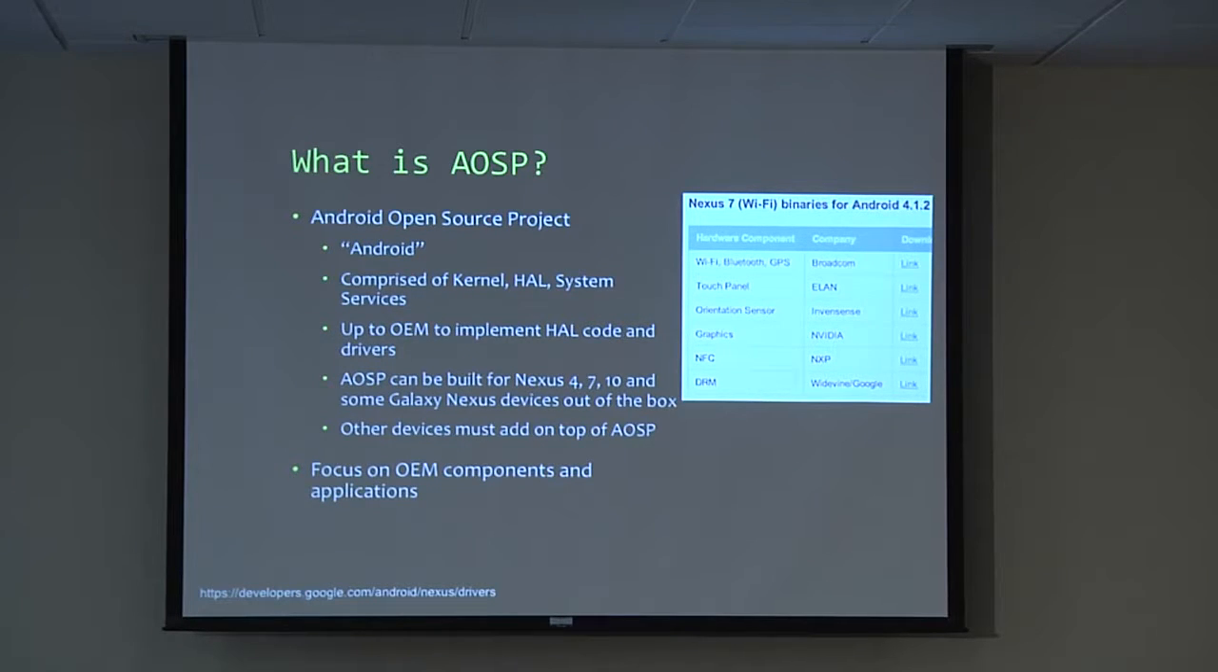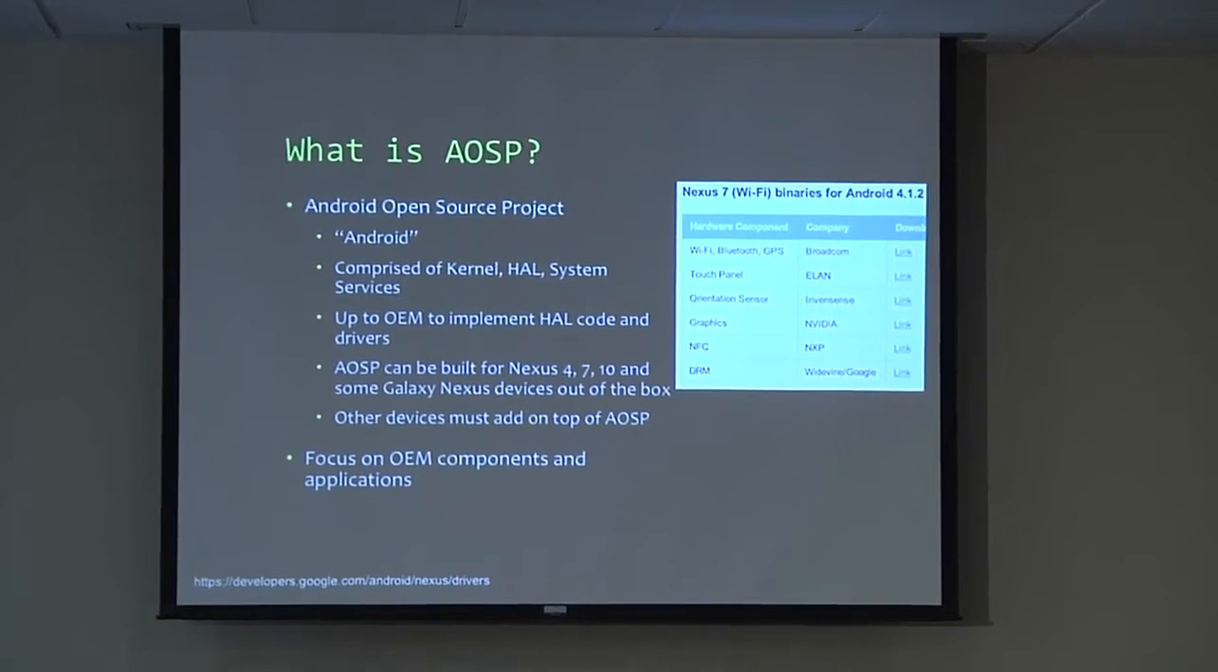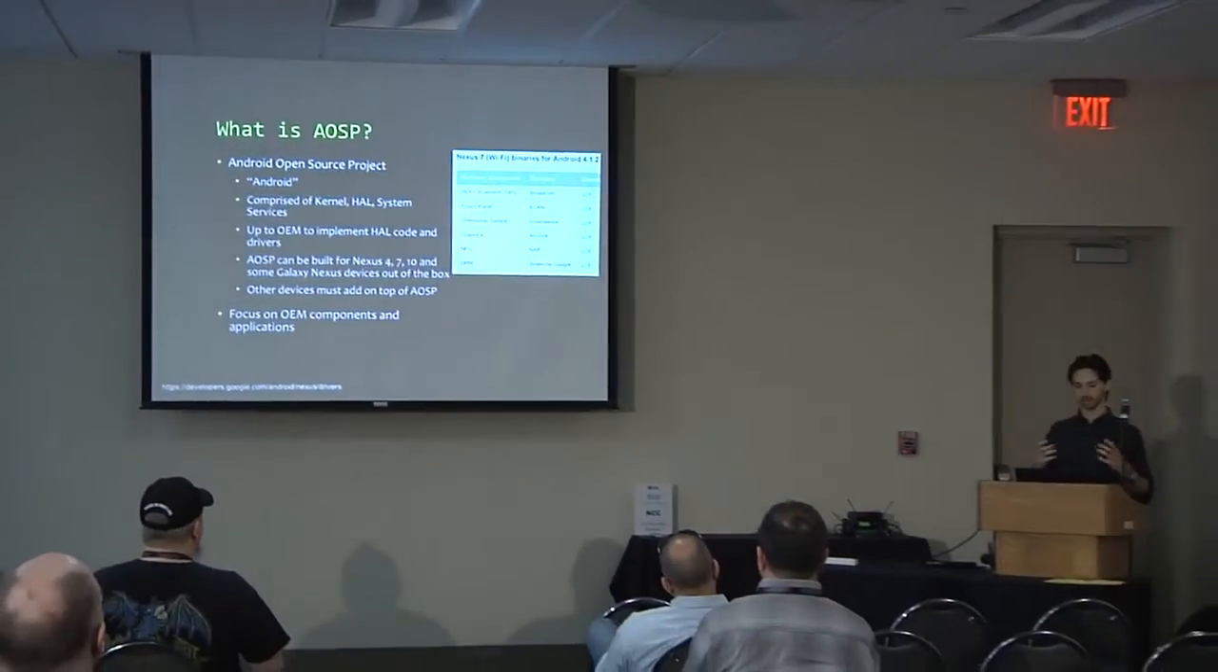So AOSP can be checked out and just built for several devices, Nexus 4, 7, 10, all of the pure Nexus devices. Other devices add on top of that, on top and below. So that's the portion that we're going to cover, not the Android Open Source Project itself. On the right here, you can just see some examples, from Google's website. Like Wi-Fi, the company is Broadcom, and that's a proprietary driver, a proprietary interface to Google's HAL that they have written. So Google's not responsible for that. The OEM or the manufacturer of the chipset is.